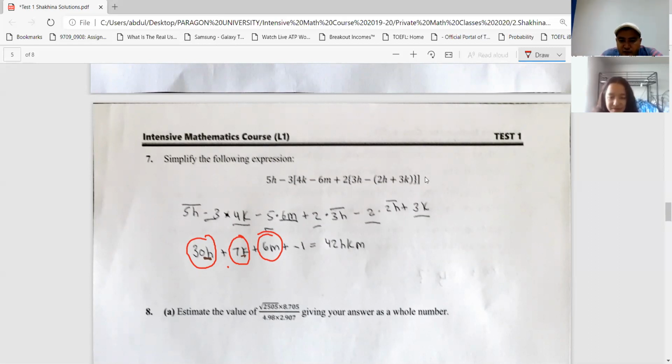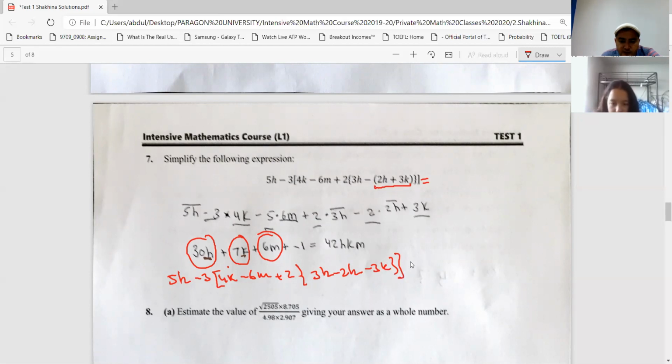Okay. If you just first, let me just check this. So first we need to remove this one, right? If you start from the innermost bracket, it is here, the innermost bracket. So what we have here, 5h minus 3. Okay, here we have 4k minus 6m plus 2. Okay, first remove this, 3h minus 2h, minus plus, it is minus 3k, right? Okay, and here we have this one.